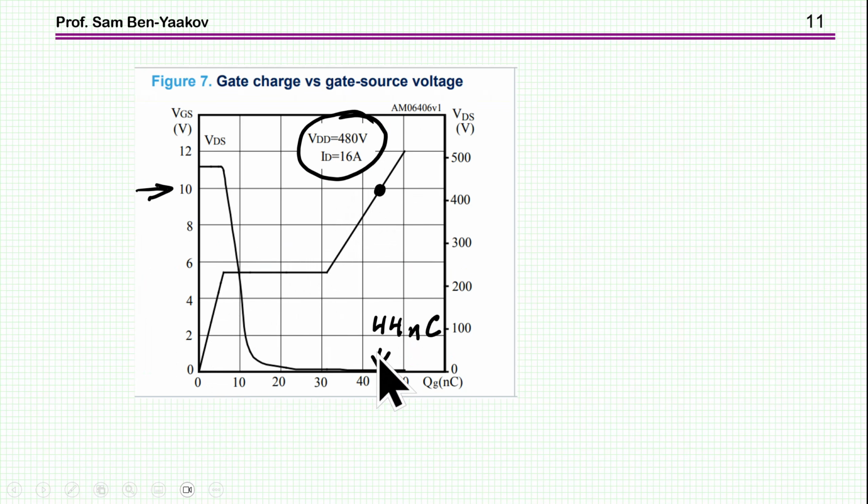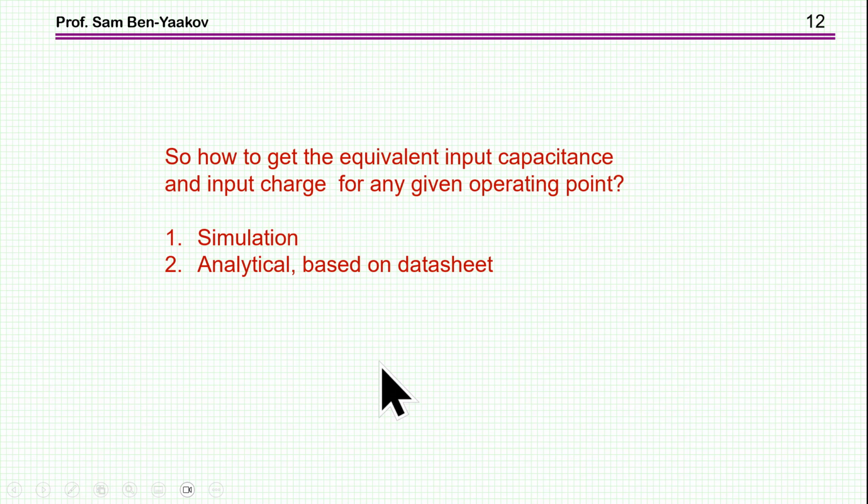Well, this is sort of an average, just a typical value, but what happens if the voltage is different, and what if the current is different in my application? Not only that, this is not the information I need to compare a given gate driver, because the gate driver is talking about capacitance, and this is now charge. So in the following, I'm going to discuss how to get the equivalent input capacitance and input charge for any given operating point. This is information that you need in order to compare it to the data given by the gate driver manufacturer.